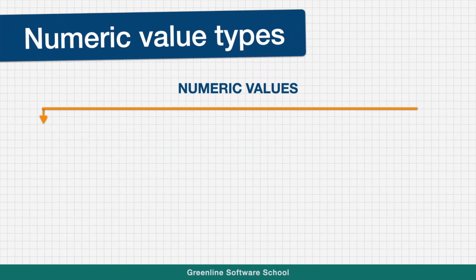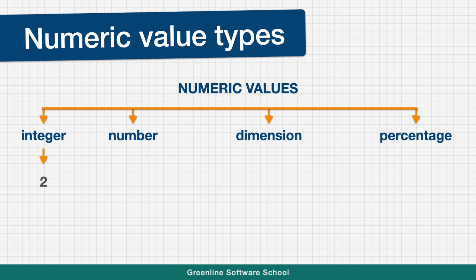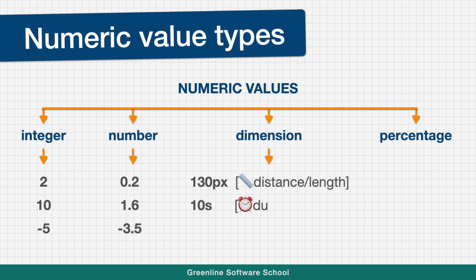Numeric values encompass integers, numbers, dimensions, and percentages. Integer values consist of one or more decimal digits 0 through 9. Number values cover real numbers. Dimension values denote a number with a unit attached to it. CSS uses dimensions to specify distances, durations, angles, and others.